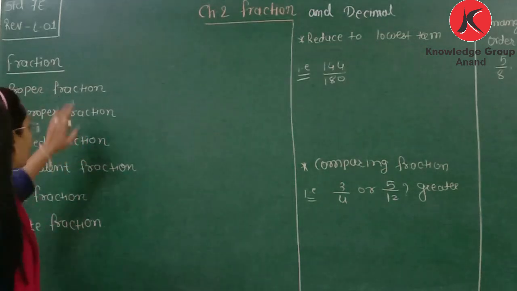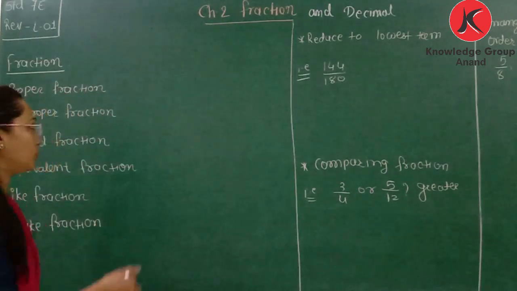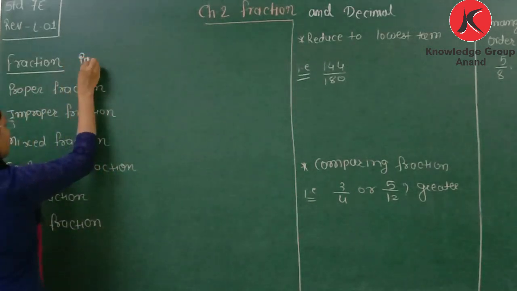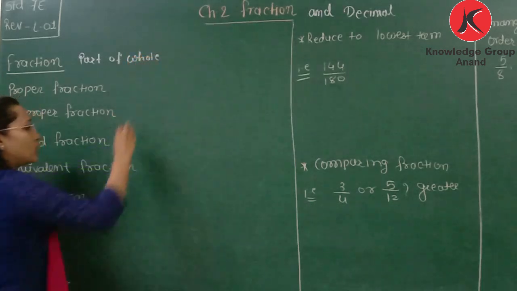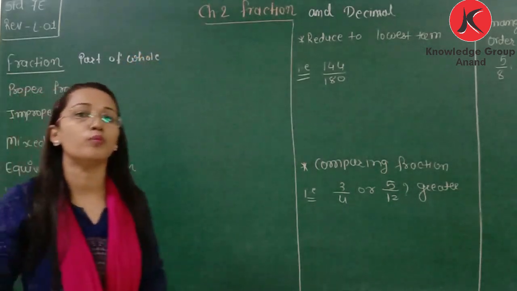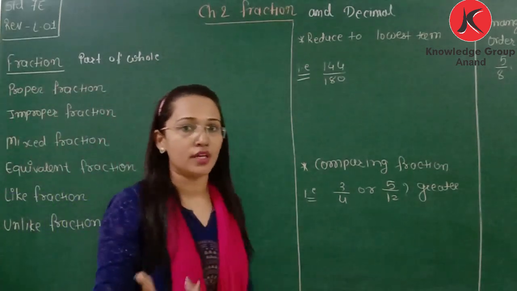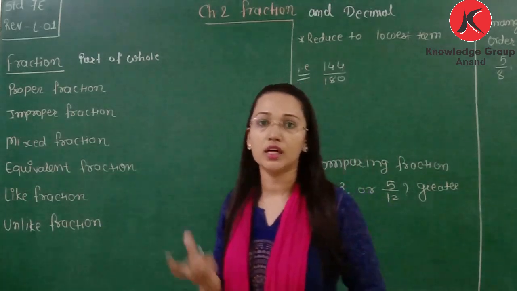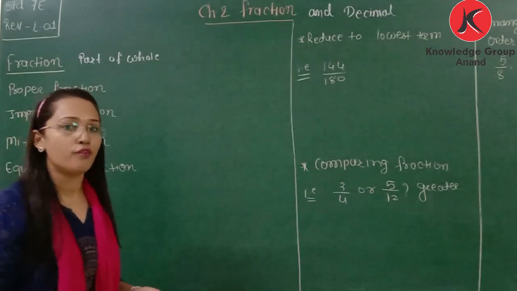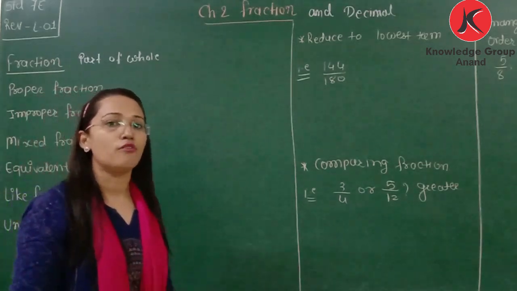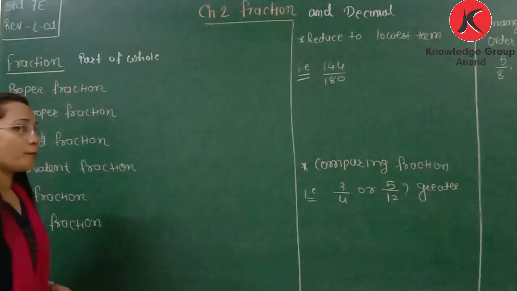So here first of all, what is a fraction? Fraction is a part of whole. The whole thing may be one thing or a group of things. For example, if we consider one apple and we divide it into 4 equal parts, then here one apple is our whole. If we consider one basket full of apples, then the basket full of apples will be the one whole.